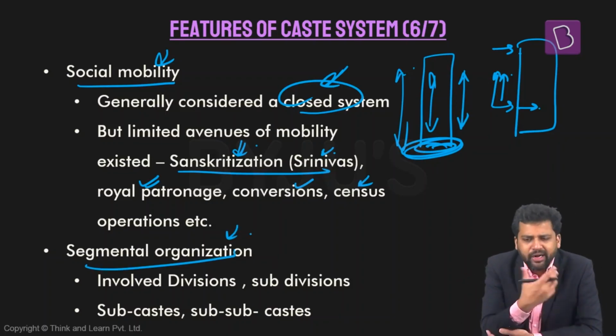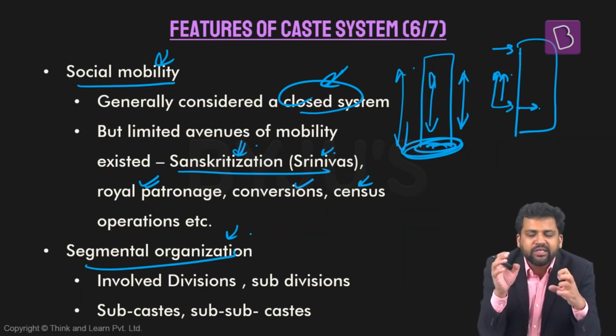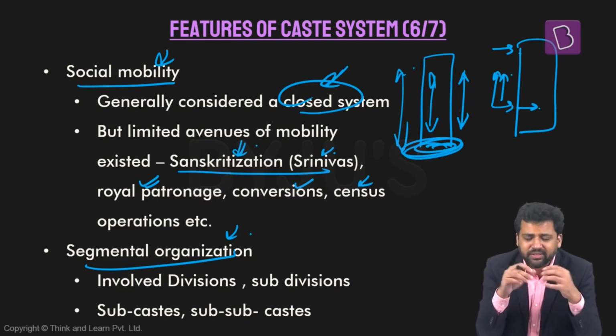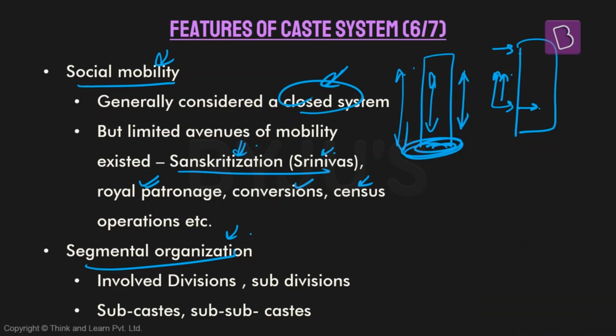The next one, segmental organization. Already I talked about this. As per the caste system, the entire society is divided into segments, and some of these segments can be further divided into subsegments. You have the entire society divided into different castes. The castes can be further divided into subcastes. The subcastes can be further divided into subcastes. This can go on. So, for example, society might be divided into Brahmins, Kshatriyas, Vaishyas, Shudras.